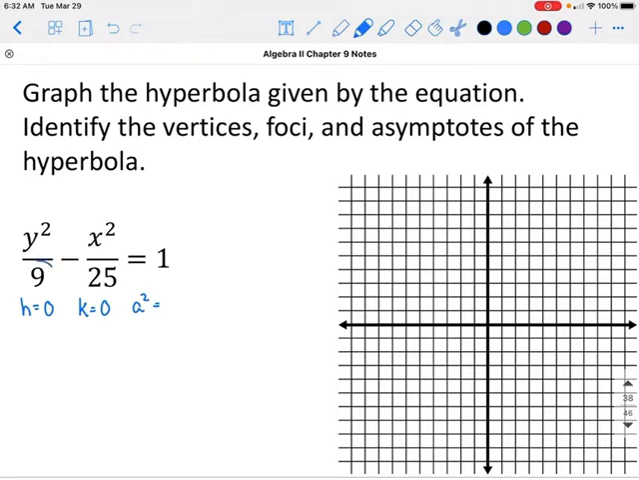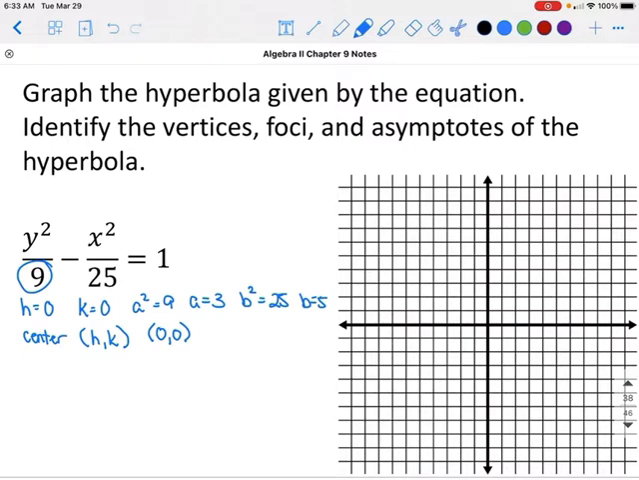A squared is just going to be whatever comes first. So since our first denominator is 9, our a squared is 9. And if a squared is 9, that means a is 3. B squared is what comes second. Our second denominator is 25. So that means b is equal to 5. So let's first find our center. Your center is going to be your h and your k. So in this case, it's going to be 0 and 0.